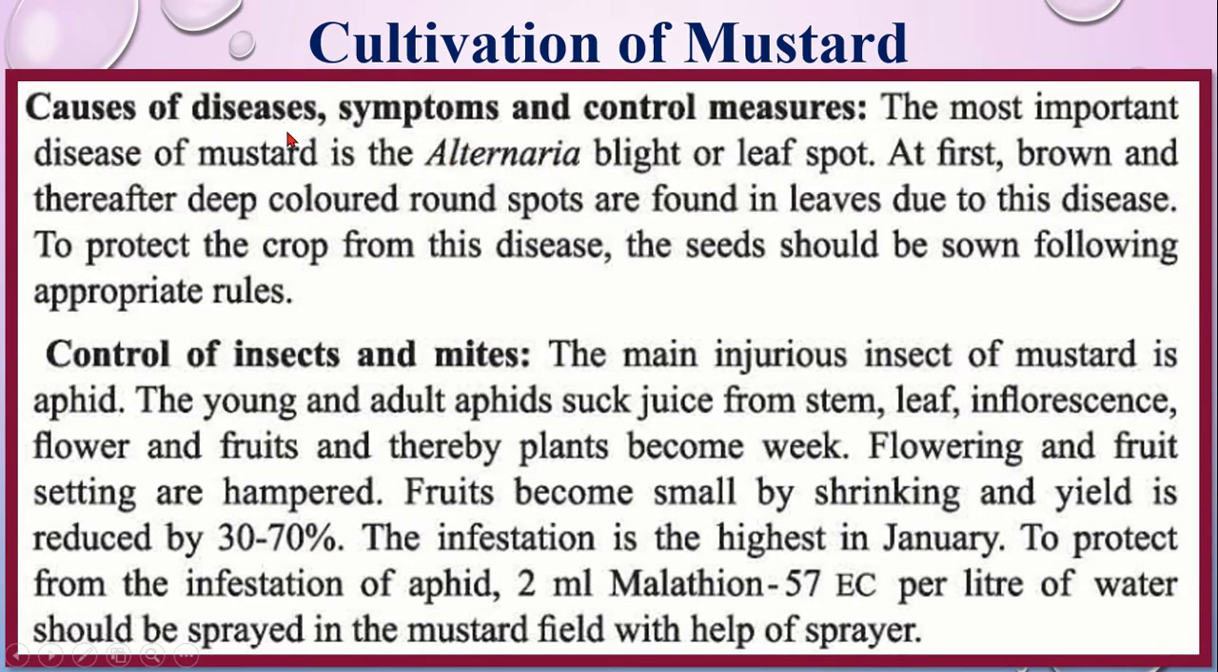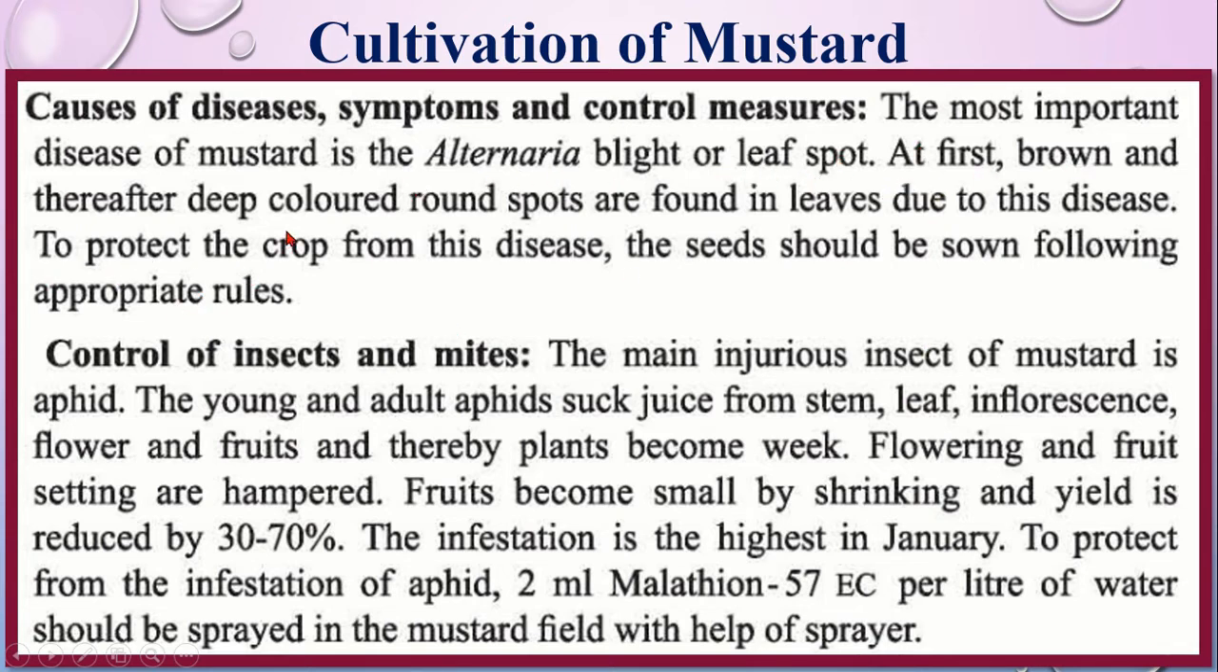Insect and disease control: the causes of disease, symptoms and countermeasures. The most important disease of mustard is Alternaria blight of leaf, or leaf spot. This point is very important for your MCQ. Questions like which disease is most harmful or most important for the mustard crop. The answer will be Alternaria blight or leaf spot.